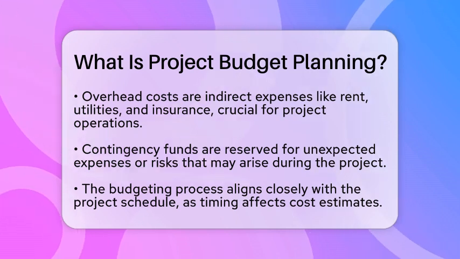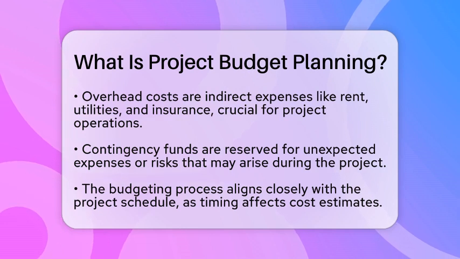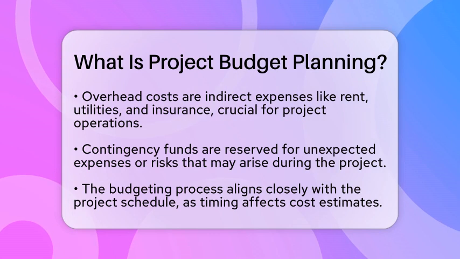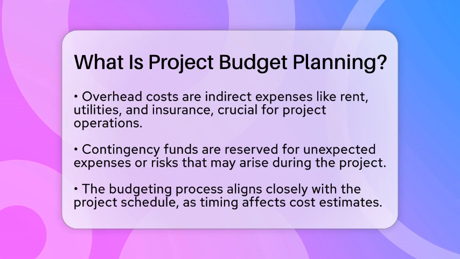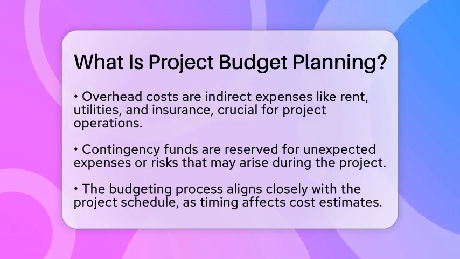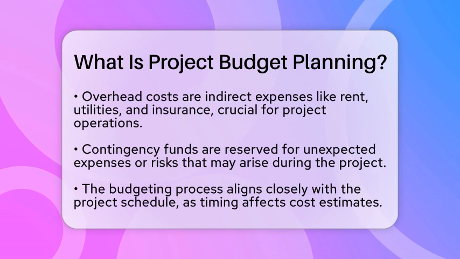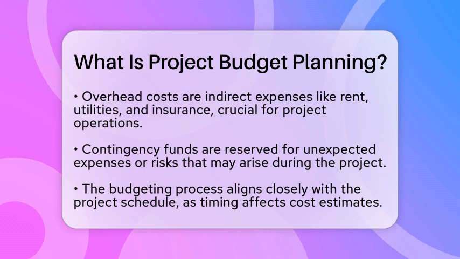The budgeting process usually goes hand in hand with the project schedule. The timing of tasks directly affects cost estimates. Project managers gather inputs like resource requirements and historical data to create a realistic budget. Once the budget is approved, it serves as a baseline for measuring actual costs and spotting any variances.